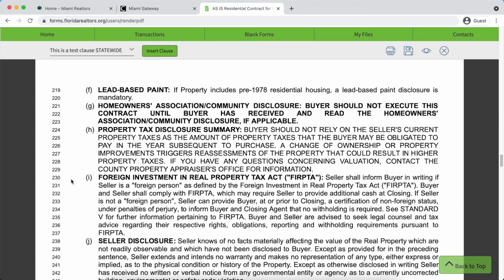Lead-based paint disclosure. This is an addendum that is available if the house was built prior to 1978. Then you're required to disclose that there may be lead-based paint. Lead-based paint was taken off the market. They determined that it was dangerous to your health. However, most of the houses out here that were built prior to 78 that may have lead-based paint have been painted over quite a few times.